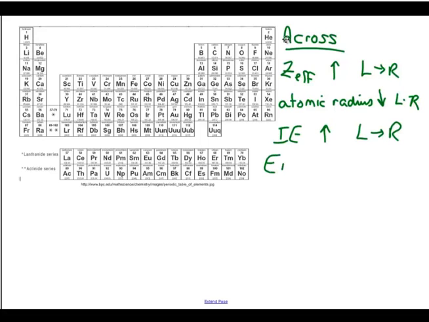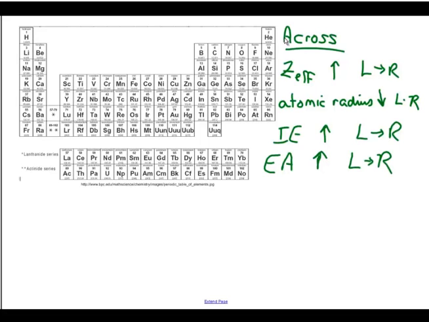Electron affinity is the amount of energy involved in adding electrons to neutral atoms to make negative ions. Again, more Z effective, smaller radius. It's easier to pull those electrons on as my effective nuclear charge increases and my radius decreases. So just like ionization energy, as I go left to right across a period, the electron affinity is going to increase as I go across.